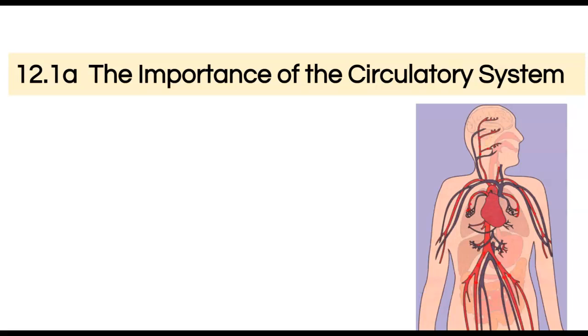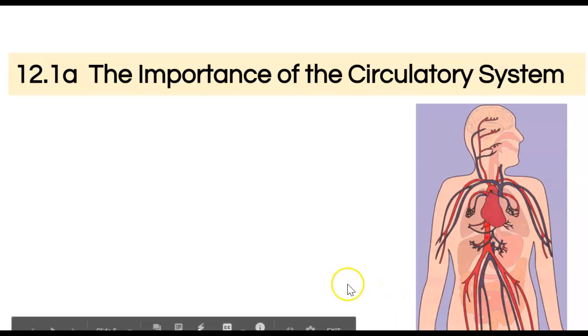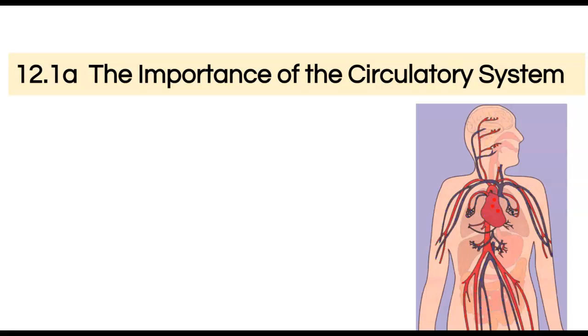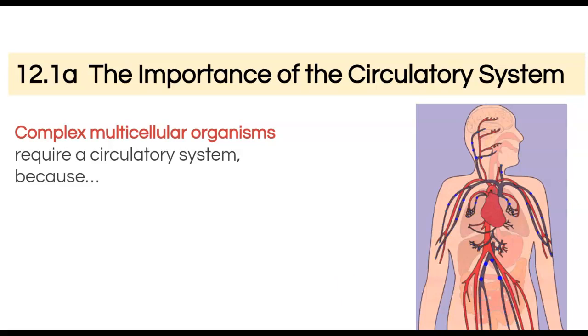wastes. Okay, so now we are brought to more complex organisms, and I've used the example of a human here, but of course, we can also extend that to other members of the animal kingdom and plant kingdom for that matter. But here specifically, this unit's on animals. So complex multicellular organisms like humans require a circulatory system.